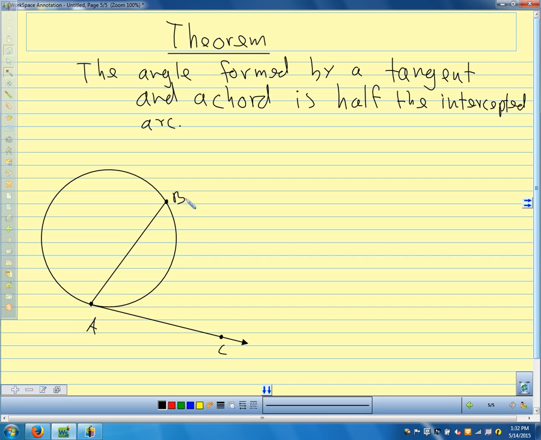Where's the vertex of this angle BAC in relation to the circle? A. And is A in the circle, outside the circle? On the circle. The vertex is on the circle, just like an inscribed angle. The rule is exactly the same.